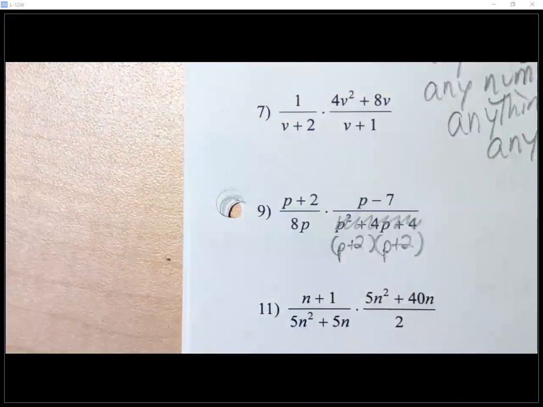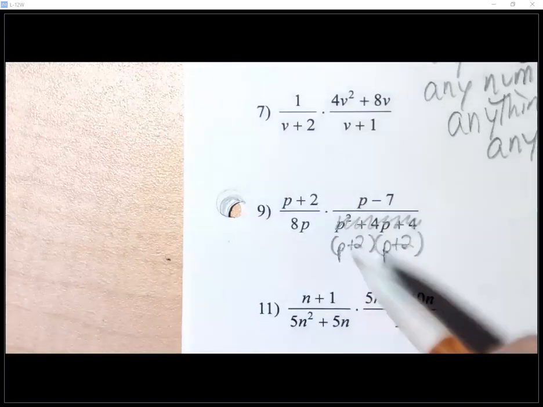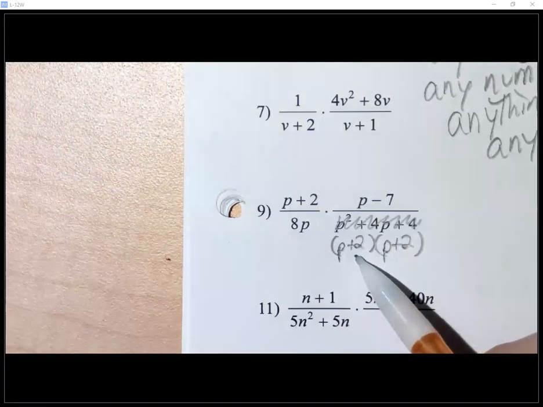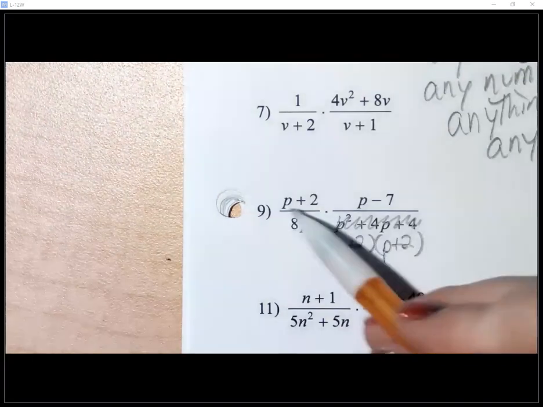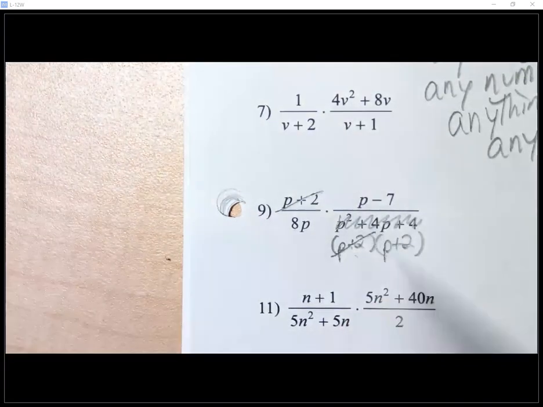Now I get to come in and cancel or reduce anything that I see. So let's see, what do I see? Oh, I see a p plus 2 up here that'll cancel with a p plus 2 down here, right? Because it's the entire binomial. So I can cancel all of that with all of that. Do you see anything else I can do? No, that's it. That's it.